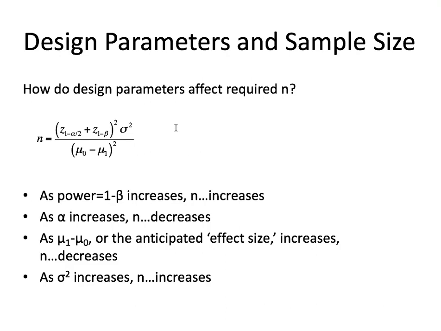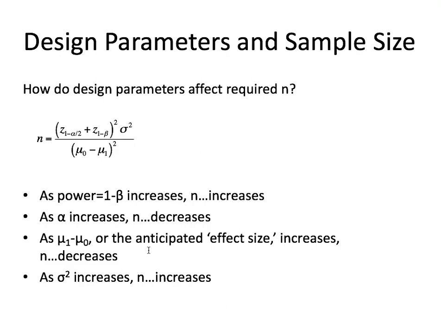Okay, so I want you to be able to look at this equation now. This is the two-sided test, right? And say, well, how do our design parameters affect how big of a sample size we need, right? If we want larger power, we need a bigger sample size. If we want to have a higher alpha, right, instead of maybe 0.05, we make it 0.1, well, then we don't need as big of a sample size.